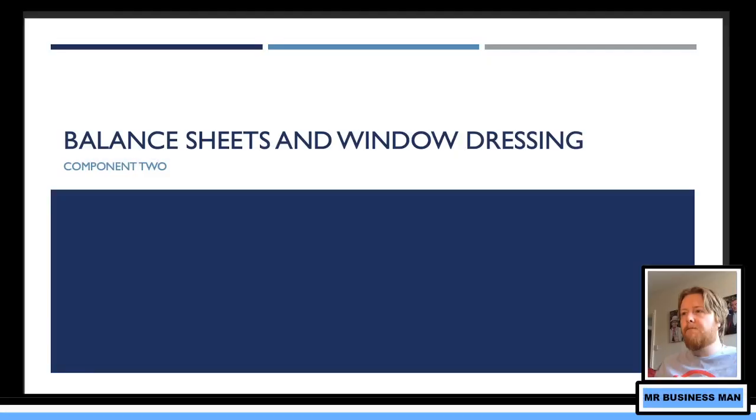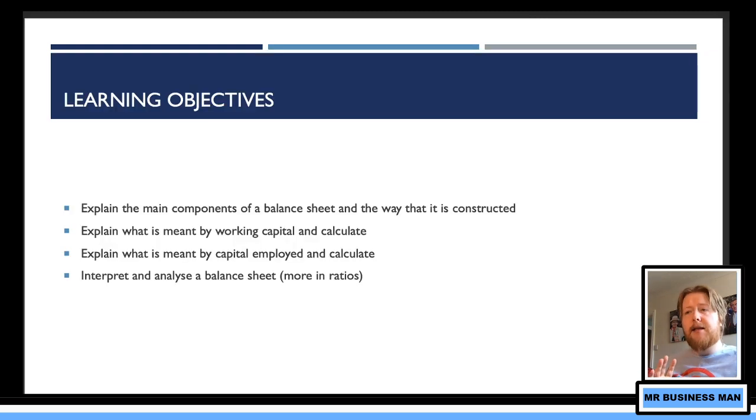Let's have a look. So here we are, and we're going to start off by having a look at main components of a balance sheet and the way it's constructed, explain what is meant by working capital and calculate it, explain what is meant by capital employed and calculate it, interpret and analyse a balance sheet. This should be revision for you essentially at this point, because you should already know it, because we've already done it in the first year. We definitely already talked about balance sheets and stuff like this.